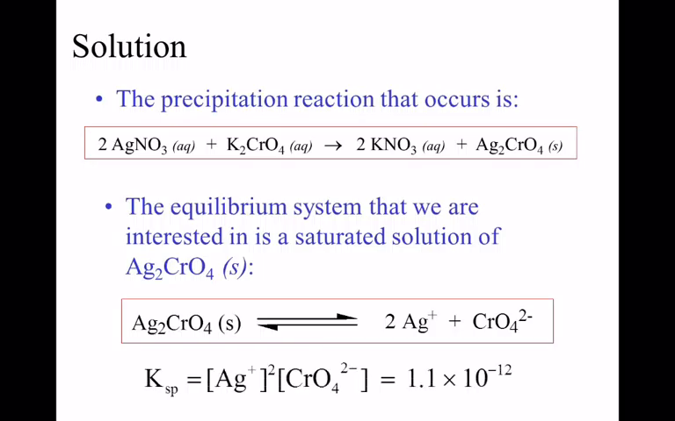And then last but not least, let's go ahead and knock out the KSP expression. So KSP is equal to the molar concentration of the silver ion, Ag+ squared, times the molar concentration of the chromate. And we do have a value for KSP given in the problem: 1.1 times 10 to the minus 12. Ooh, that's pretty low.